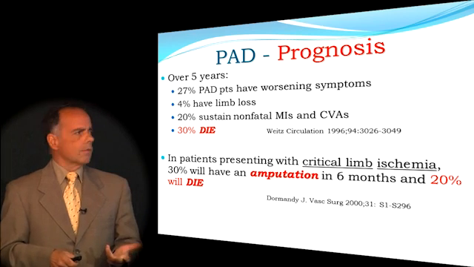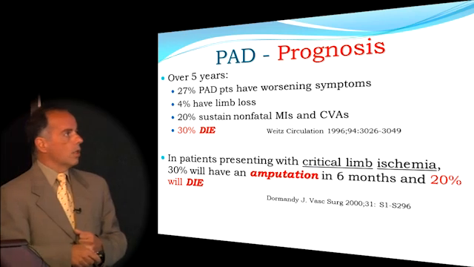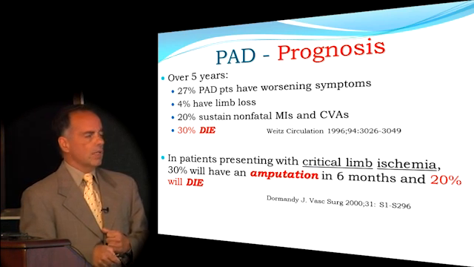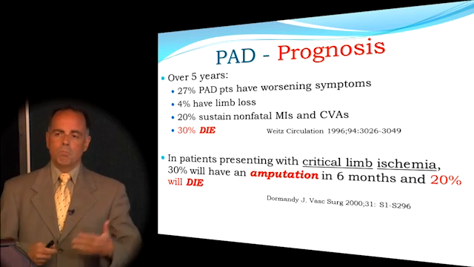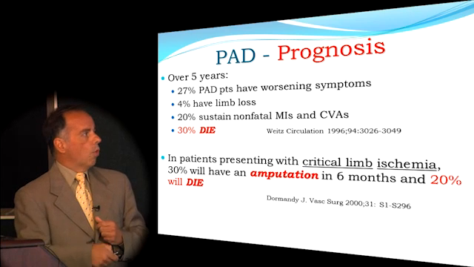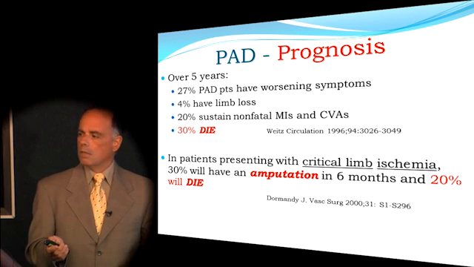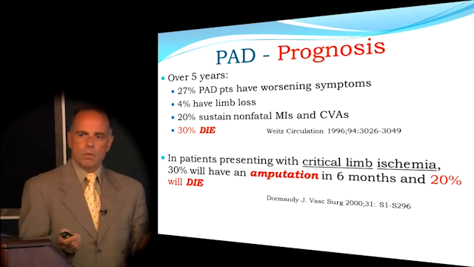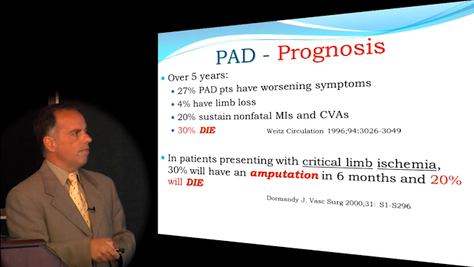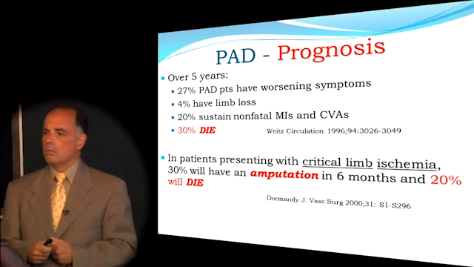And why do we care about this? What's the big deal about PAD? Why are we here today? Why are we talking about PAD? Well, because if you look at patients with PAD over 5 years, about 1/3 of the patients will have worsening symptoms, meaning if they were walking 10 blocks before, now they're down to 3 blocks, let's say. 4% will have limb loss, meaning an amputation. Well, it doesn't sound that bad, right? Only 4% of the patients in 5 years lose a toe or a foot or whatever. Not that bad. 20%, though, have non-fatal heart attacks and strokes, and 30% will be dead in 5 years.